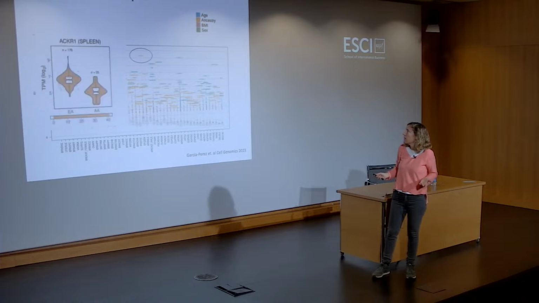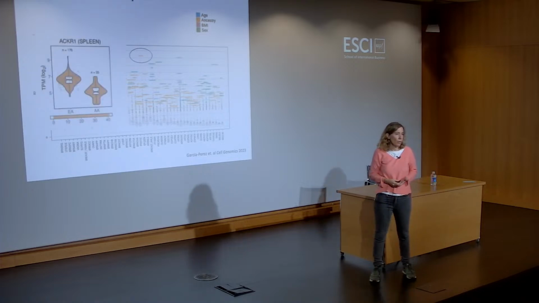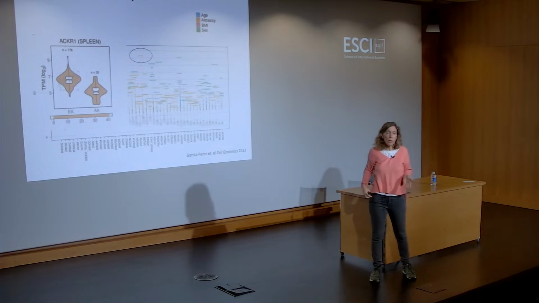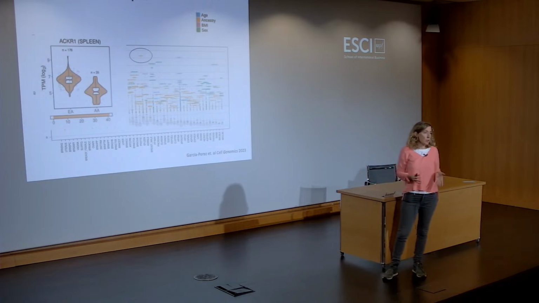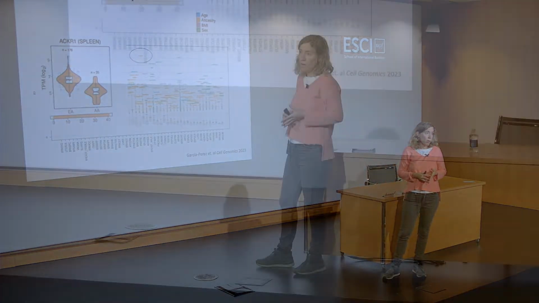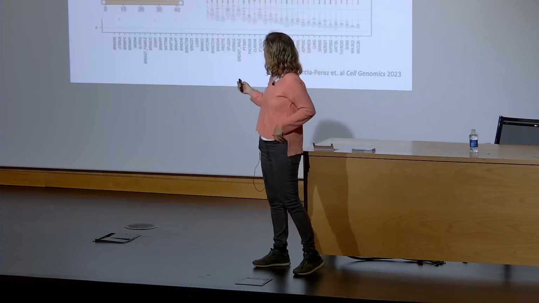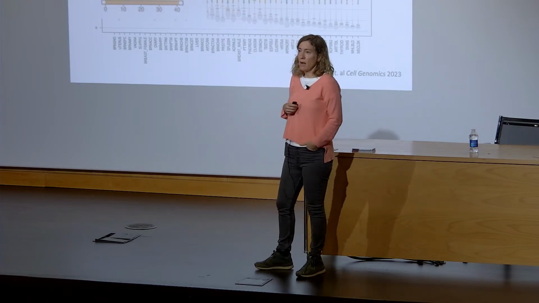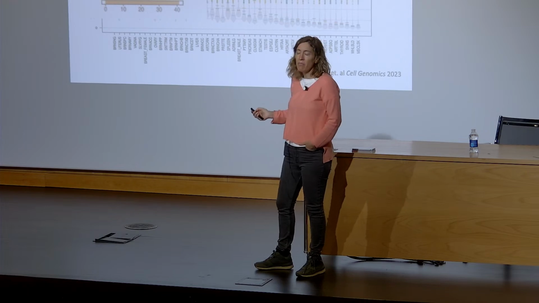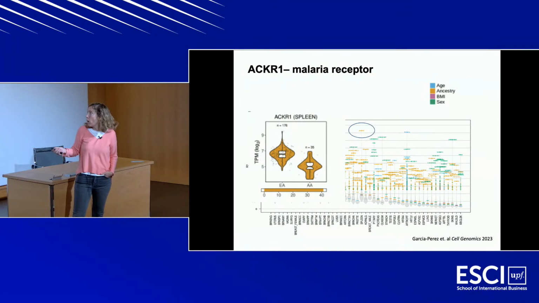And this gene, turns out it's the malaria receptor, okay? You know what malaria is? It's a parasite. It kills a lot of people, especially in sub-Saharan African regions, okay? Where African Americans were originally from, right? And African American individuals are less susceptible to malaria infection than European individuals. And why? Well, because they have higher expression of this gene, okay?